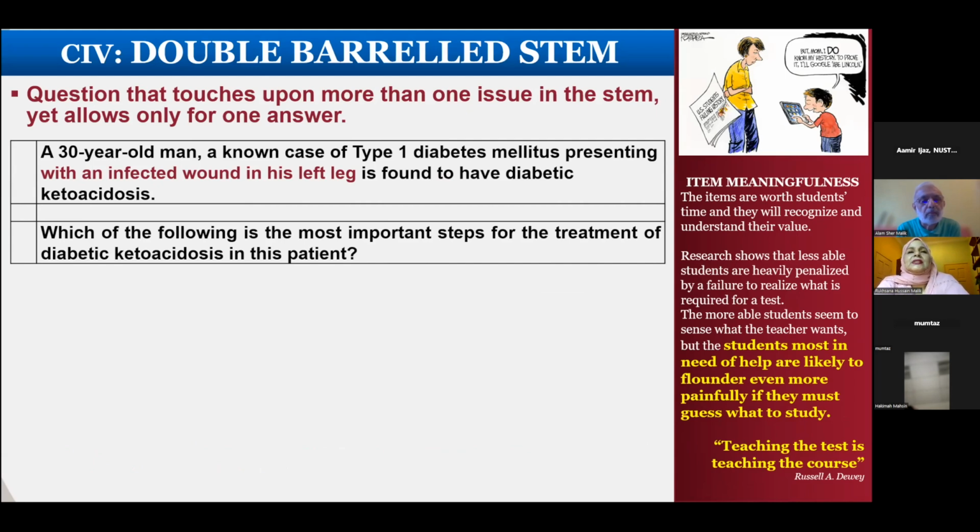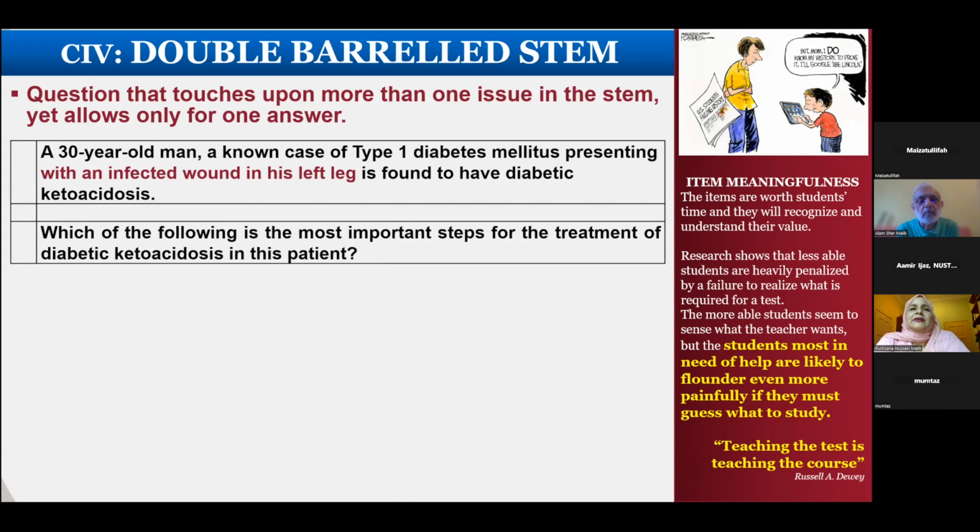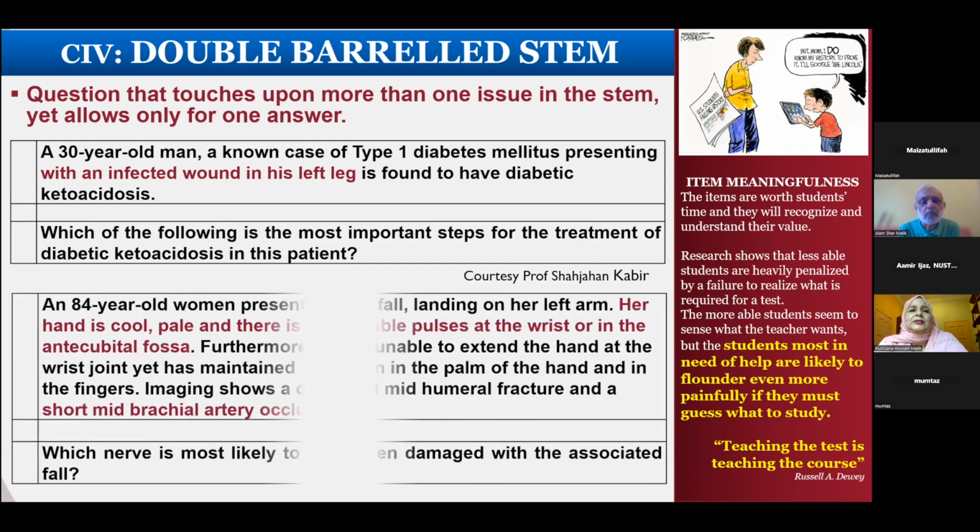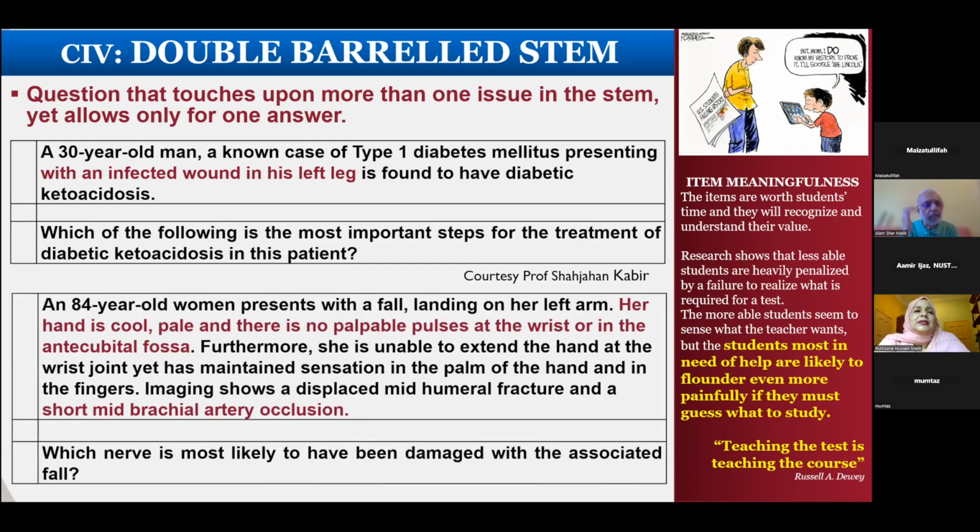Okay, there are two things in this scenario. He has an infected wound in the leg, and he has diabetic ketoacidosis. And the question is, which of the following is the most important step for the treatment of diabetic ketoacidosis in this patient? Infected wound, if you don't put over there, then you can simply ask the question on the treatment of diabetic ketoacidosis. Similarly, this question is on an injury.